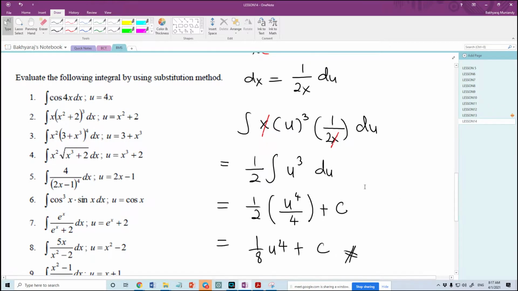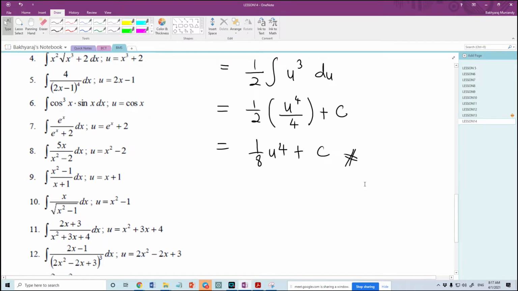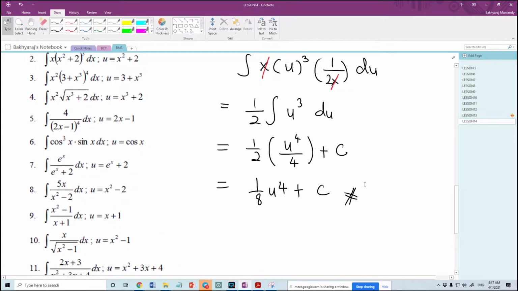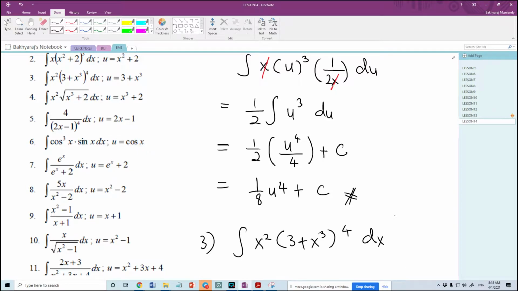Okay, so we proceed for question number 3. Integrate x square times 3 plus x power of 3, power of 4, dx. Okay, that is the question. So integrate x power of 2 and then times by 3 plus x power of 3 and power of 4.